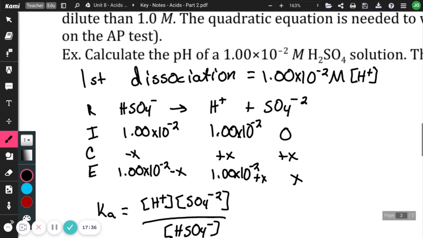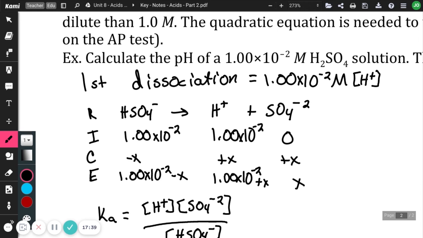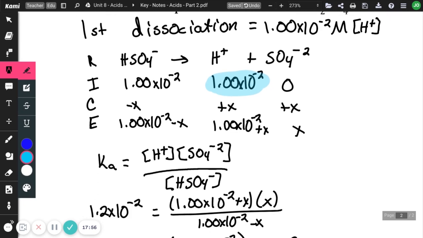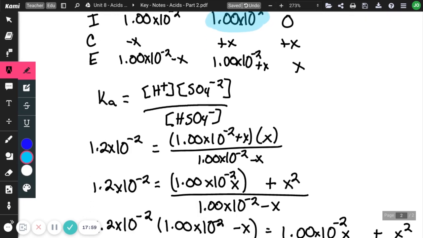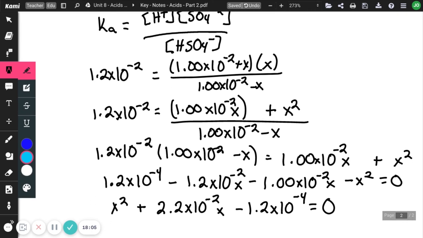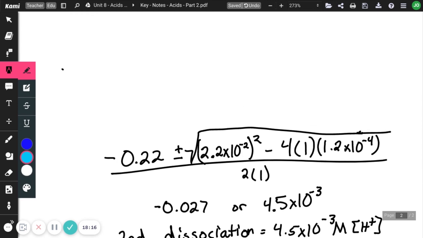And so that is what I did next here. I solved for my RICE table. Now, one thing to note here is that my hydrogen ion concentration is already going to have some hydrogen there. Why? Because it completely dissociated with that first hydrogen being removed from the polyprotic acid. Okay, so again, I made that assumption. I plugged in my values, I wrote my Ka expression, and I went ahead and solved for that. Now, if you notice, this is not really something that we can solve directly. So what we're going to have to do is plug this into our quadratic equation, and that is what I did here.